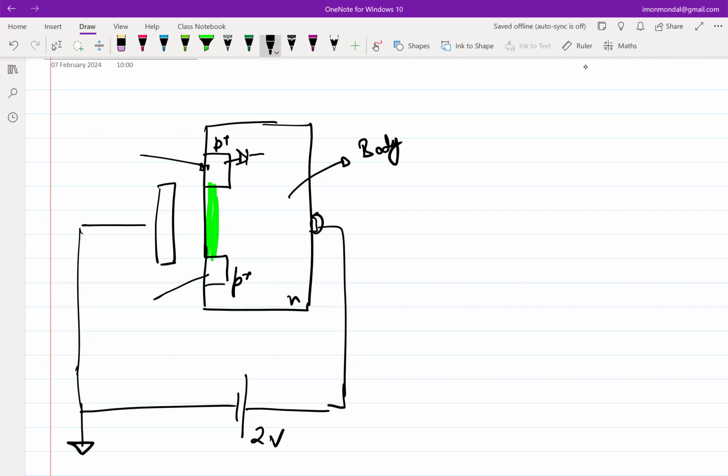So the natural thing that comes, the natural conclusion for a circuit designer, because a circuit designer is dealing with voltages, kind of, right, at this stage.